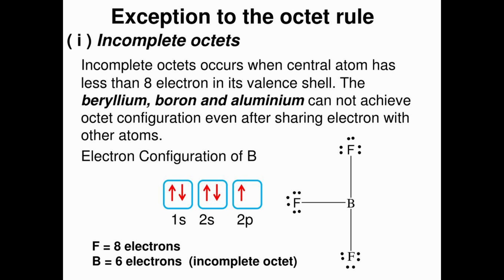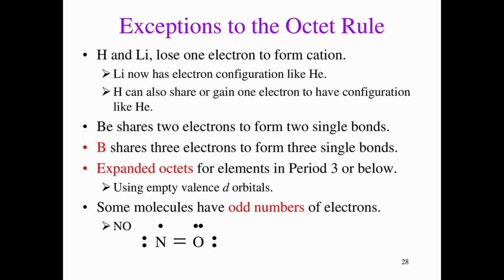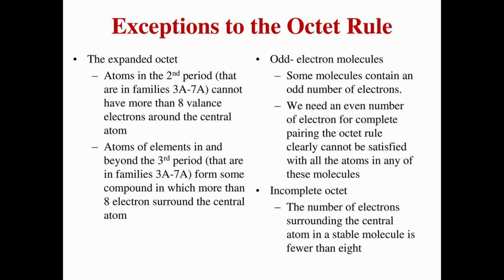Number 1. Incomplete octet. In some compounds, especially those with elements having fewer than 4 valence electrons, the number of electrons surrounding the central atom is less than 8. This occurs in the compounds LiCl, BeH2, BCl3, AlCl3, BF3. Number 2. Odd electron molecules. In molecules with an odd number of electrons like nitric oxide, NO, and nitrogen dioxide, the Octet Rule is not satisfied for all atoms.